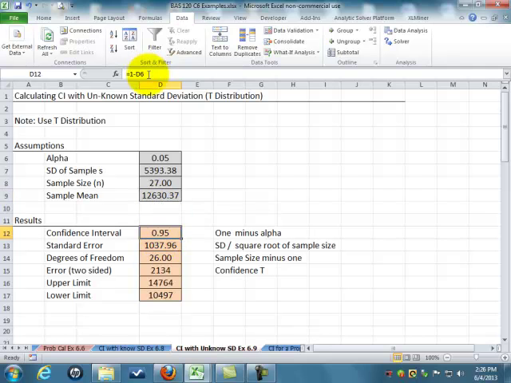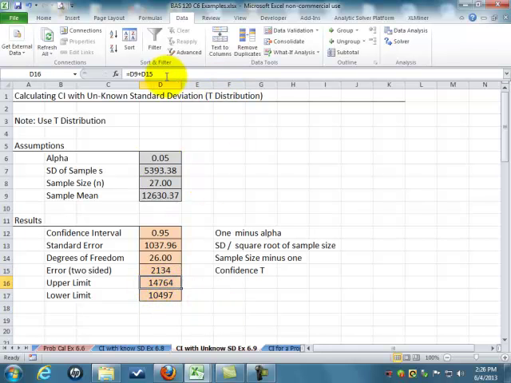Our confidence level, once again, is 1 minus the alpha. Our standard error, once again, is our standard deviation of the sample divided by the square root of the sample size. Now, we have degrees of freedom, which is our sample size minus 1. And then for our error, instead of CONFIDENCE.NORM, we use CONFIDENCE.T, which gives us where that error is.